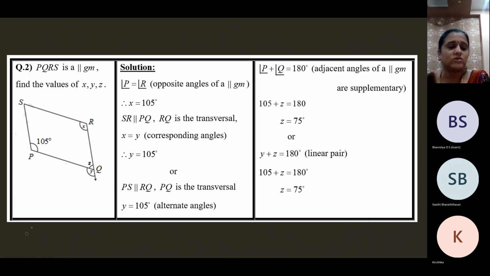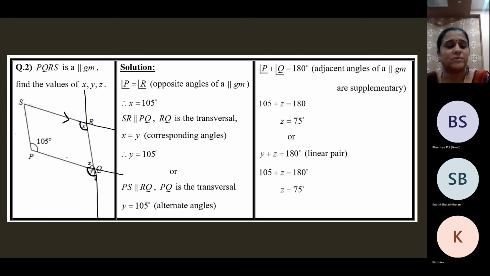You can also find Y in this way. See here, this is parallel to this. Opposite sides are parallel. Let me produce a transversal, then you can make out. You can produce the lines like this to understand better. Can you see here? These two lines are parallel and this is the transversal. X and Y are on the same side of the transversal. X is an interior angle, Y is an exterior angle. So they are corresponding angles.